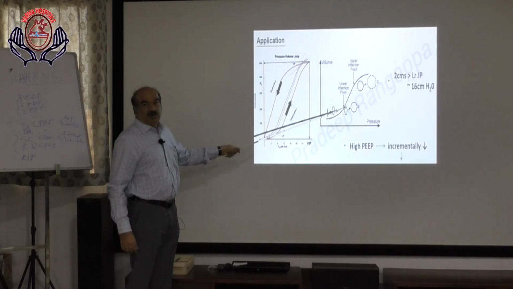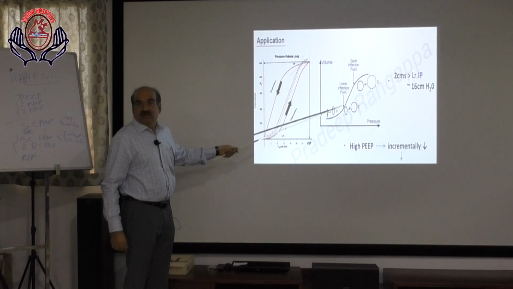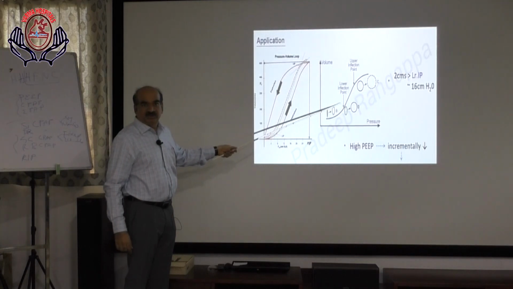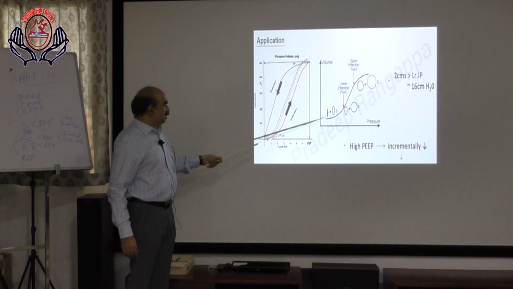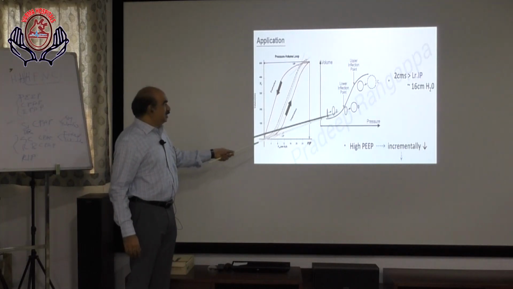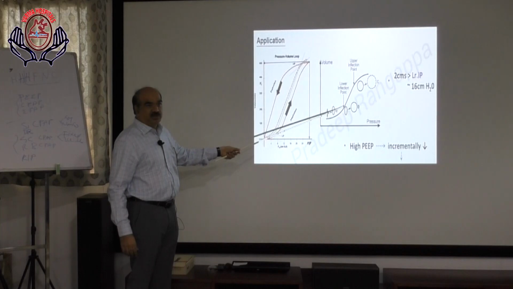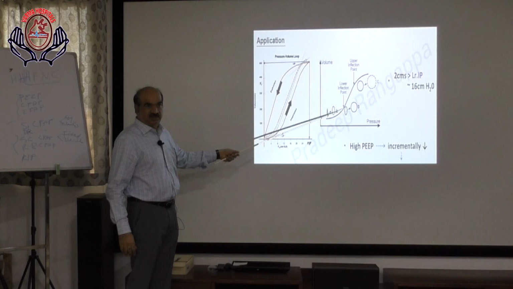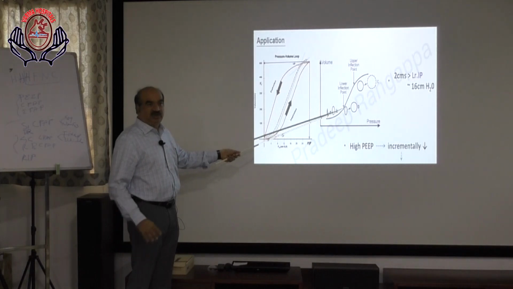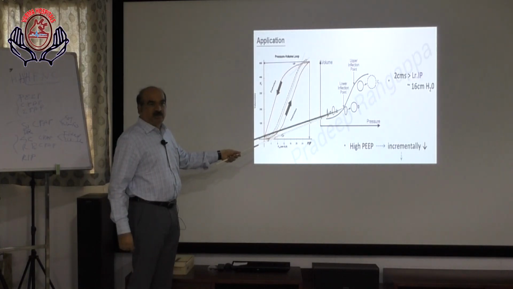What is lower inflection point? Minimal CPAP to open alveoli. Here it is collapsed alveoli. So at lower inflection point, at this point of pressure, alveoli are opened. This is opening pressure. So we have to maintain minimum CPAP above lower inflection point.